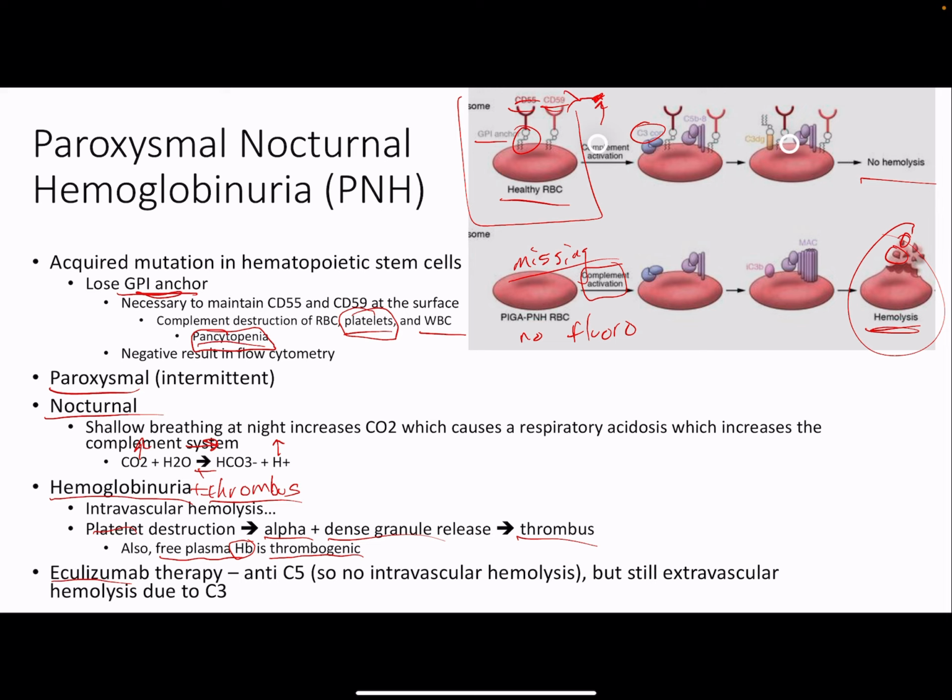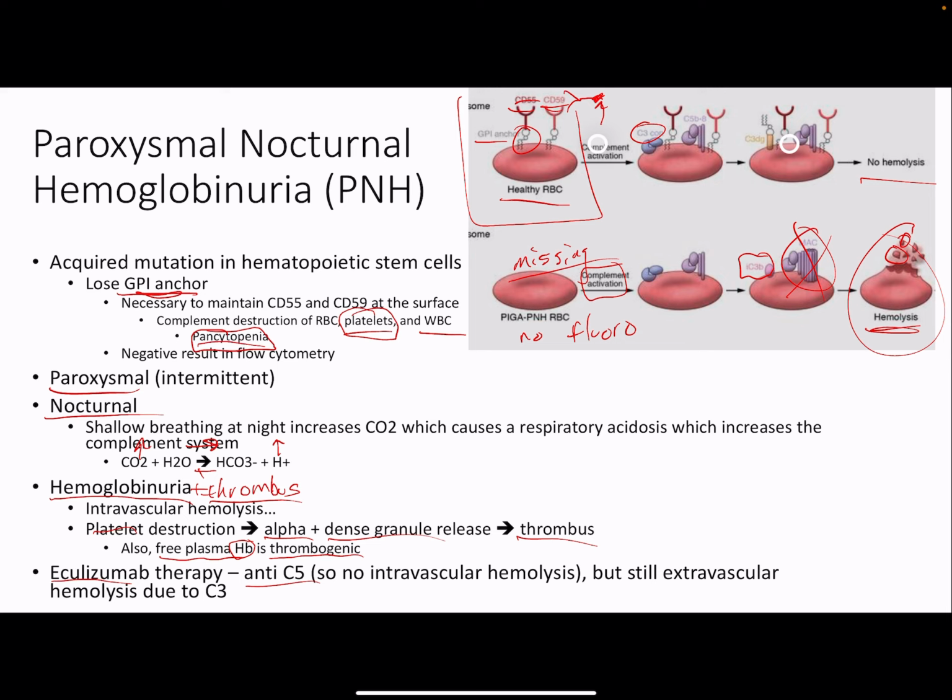So eculizumab, which I'm sure I'm mispronouncing, is going to be an anti-complement protein 5. If we think about this, complement proteins 5 to 9 are responsible for the MAC complex, which causes the intravascular hemolysis, the osmosis, the flowing in of water in the red blood cell. But remember, we still have C3 bound. So the MAC over here is inhibited, but I still have C3.